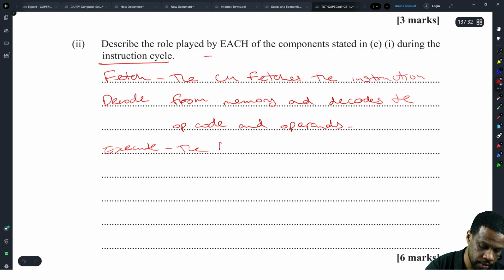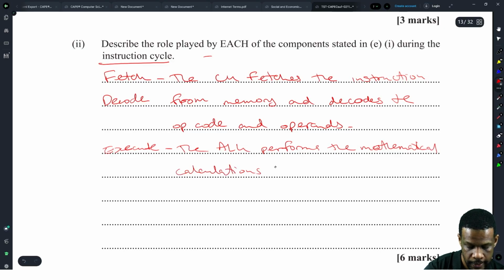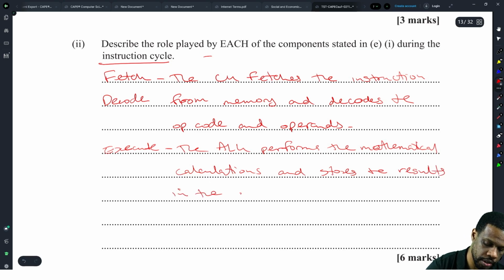The ALU performs the mathematical calculations and stores the results in the appropriate register.